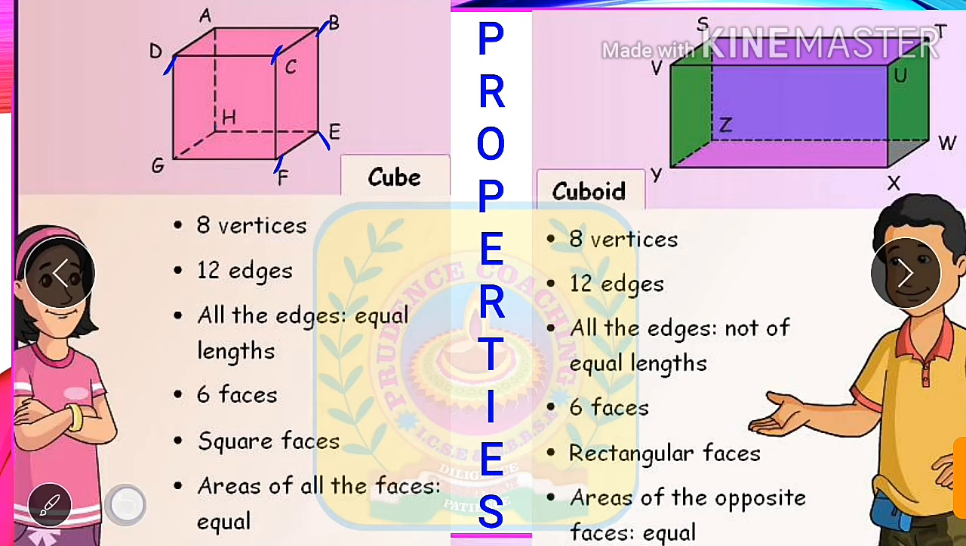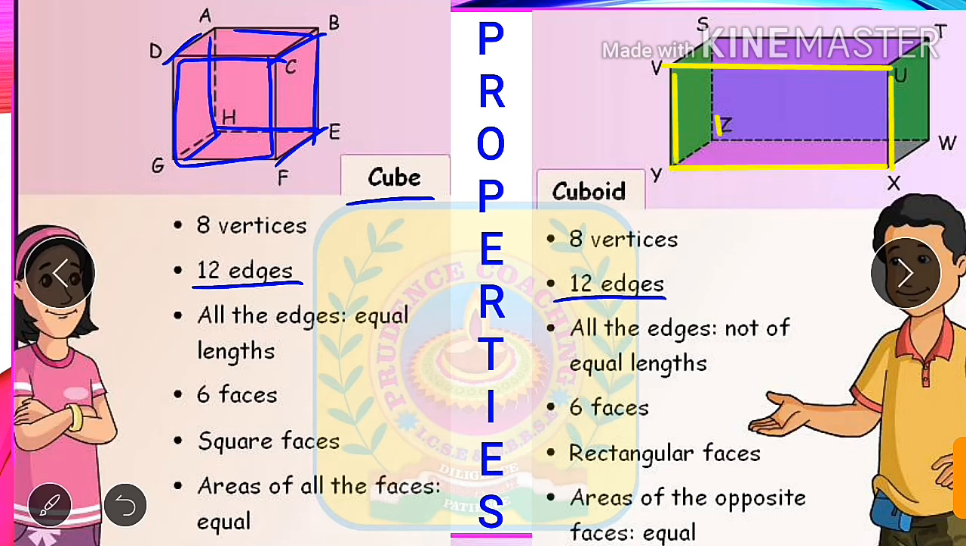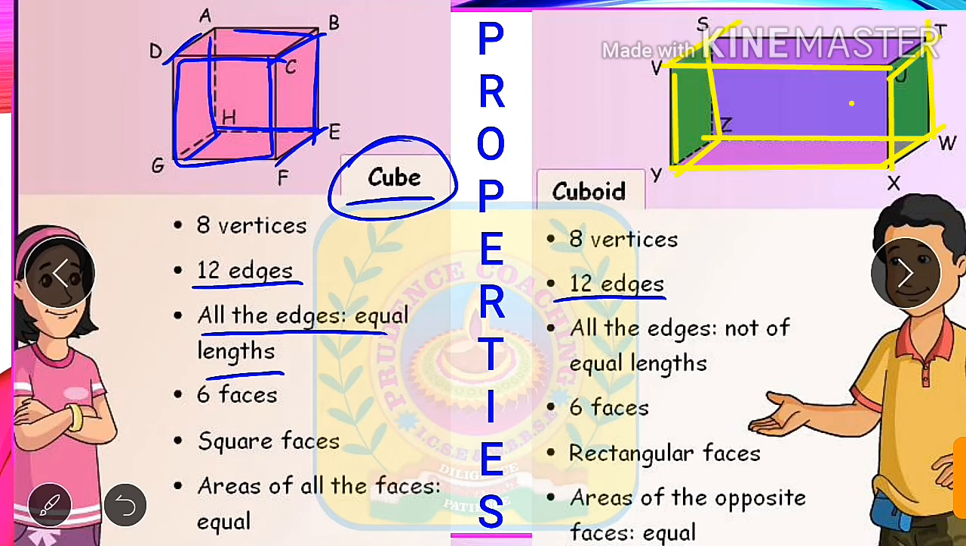Now we will see the edges. In a square we have 4 edges, and in a cube we have 12 edges. Edges means these particular lines. All in total we have 12 edges. In the case of a cuboid also we have 12 edges. All the edges are equal in length in a cube, because a cube is made up of squares and all the sides of a square are equal in length. Therefore all the edges of this cube will be equal.